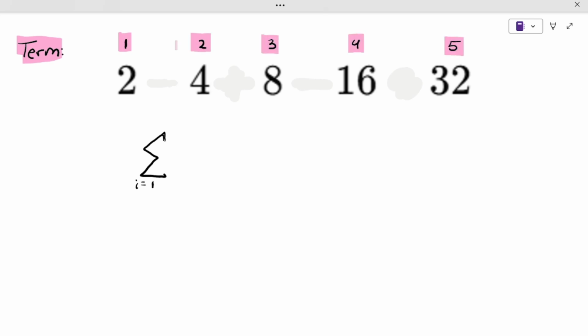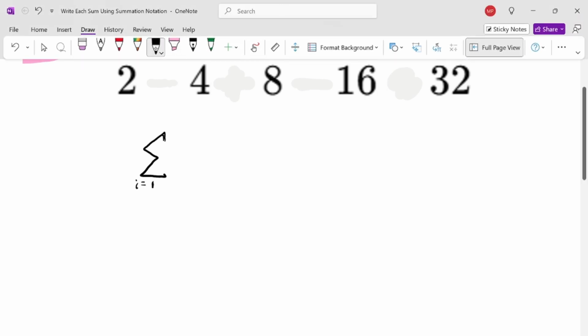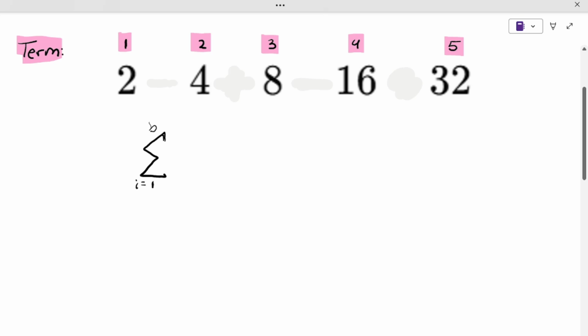If you remember, we said the B, which is the value on top of the sigma, is the ending value or the ending term number. And as we can see, the ending term number is 5, right? So we can just put that on top. Look, we're already basically done, right? The next thing that we're going to do is try and find what pattern is happening here: 2, 4, 8, 16, and 32.